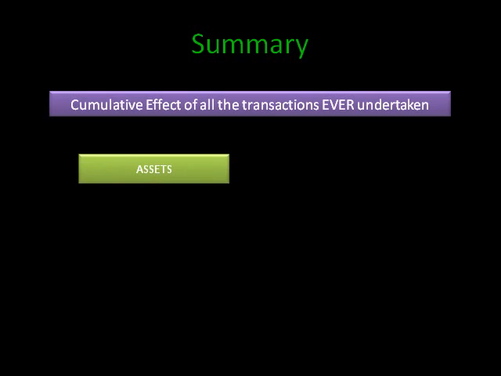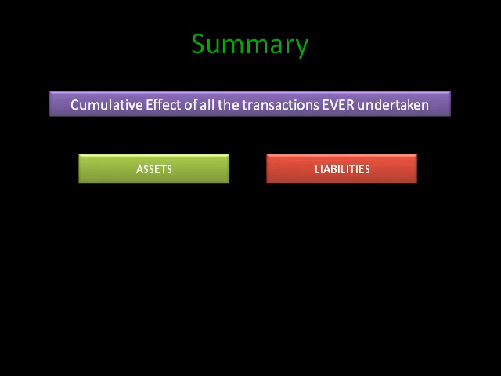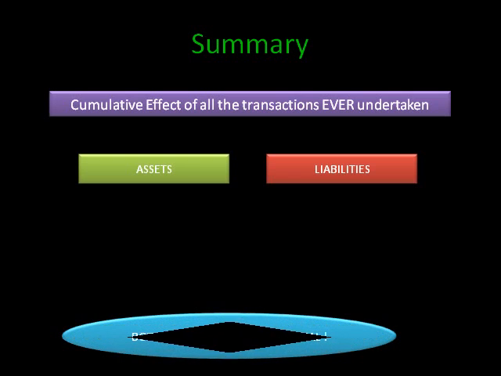So now, before we end, let's quickly summarize what we have learned in this video. Firstly, the balance sheet records the cumulative effect of each and every transaction that the company has ever undertaken. So if a company is 200 years old, the balance sheet will reflect a cumulative effect of all the transactions that have happened in those 200 years. Secondly, the balance sheet has two sides. One is the asset side and the other is the liability side. These two sides must always balance, which is why this document is called a balance sheet in the first place.